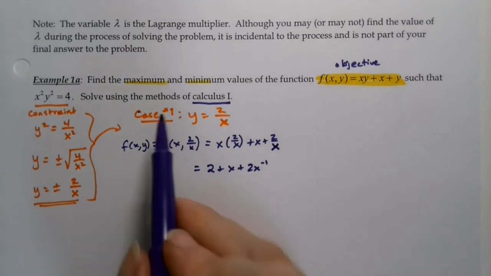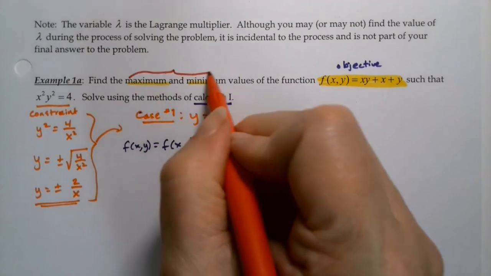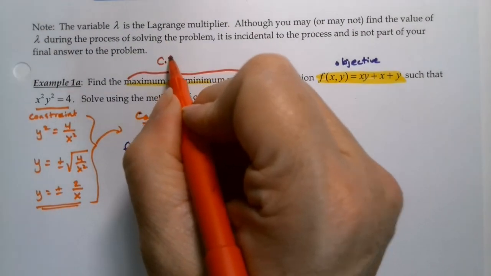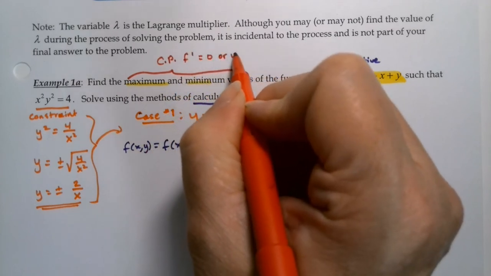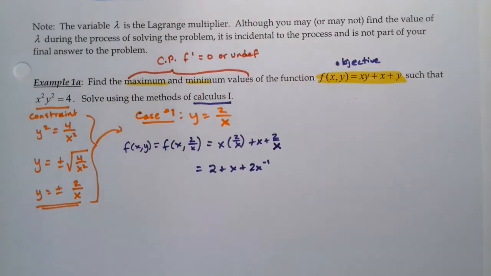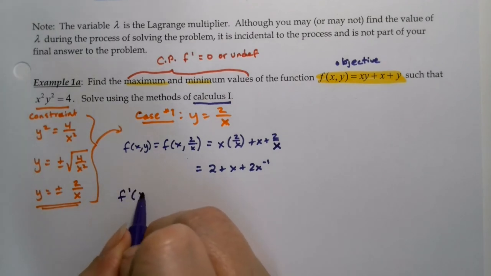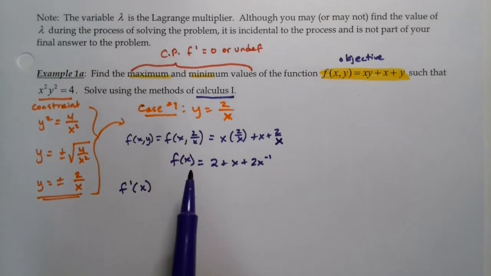Now I'm looking for the minimum and maximum. If you remember, we learned in Calculus 1 that those values will happen at critical points. And critical points are when the derivative is equal to 0 or undefined. So let's see here. If I want to take the derivative of this, f prime of x, there's now only x in here, so this is f of x now. We got rid of the y.